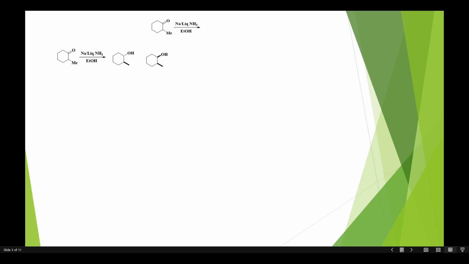In most cases, in a cyclohexanol system, if the substituents at the one and two positions are trans in terms of stereochemistry, then in the chair conformation both have to be in the equatorial position. That's why these are what we call thermodynamically stable products.